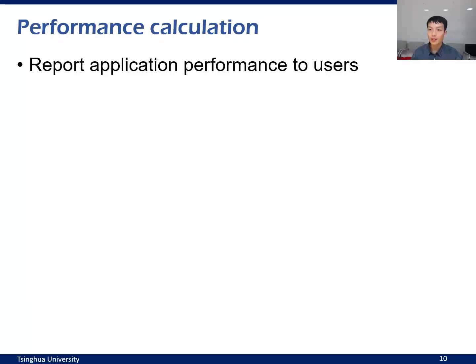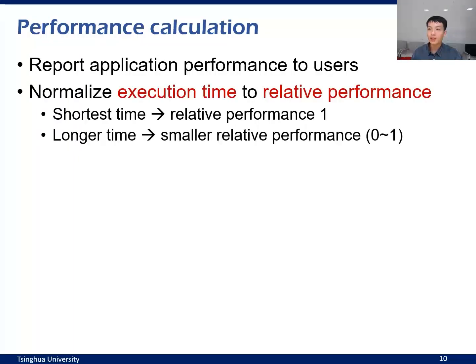For ease of reading, Vapro reports the relative performance of applications to the user. The collected execution time is normalized to relative performance, which means the fixed workload fragments with the shortest time are normalized to relative performance 1, and fragments with longer time are normalized to smaller performance ranging between 0 and 1.